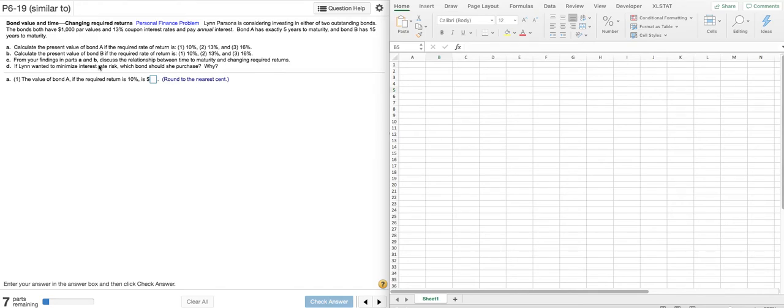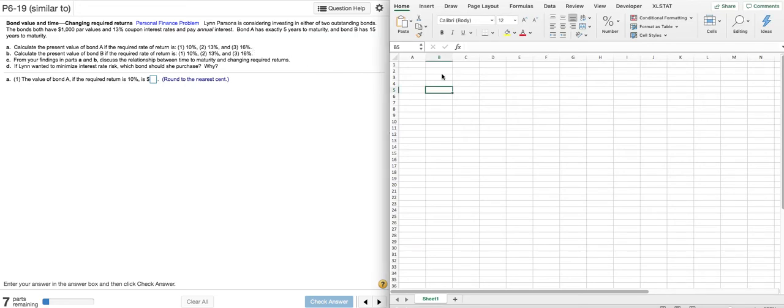And so in Part A, we are asked to calculate the present value of Bond A if the required rate of return is 10, 13, or 16%. So the required rate of return is something that would be specific to the investor, in terms of how much they would be willing to pay for the bond with its particular characteristics or terms.